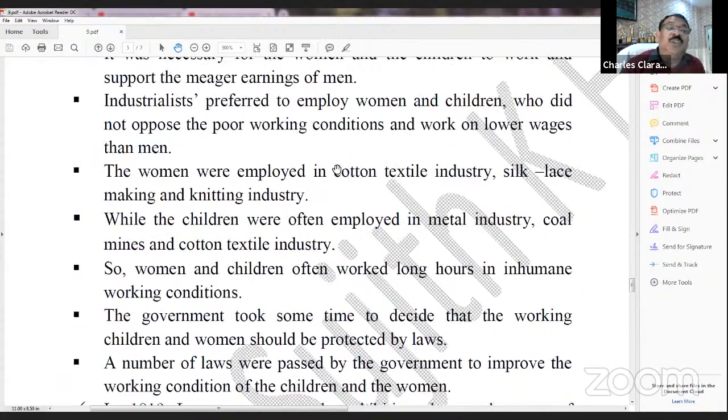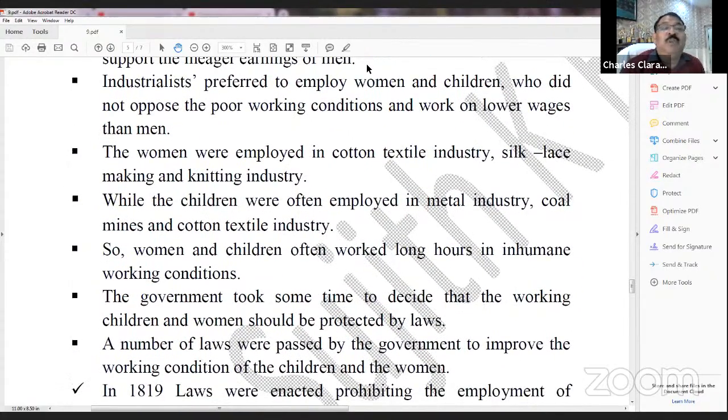Now, the Industrial Revolution preferred women and children who did not oppose poor working conditions, because they would work anywhere. They did not have any rights. They worked on wages that were lower than men's and did more work than men. Basically, the man was not bothered how it would affect the health of the woman or the health of the child.